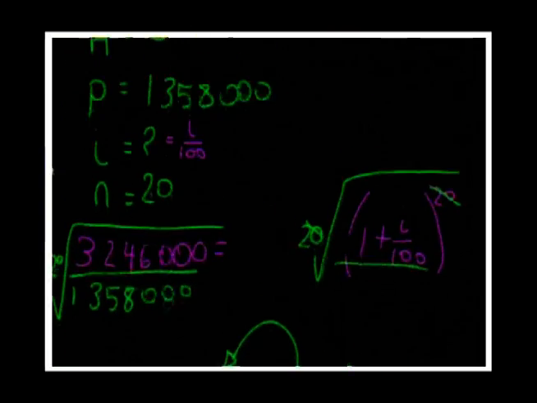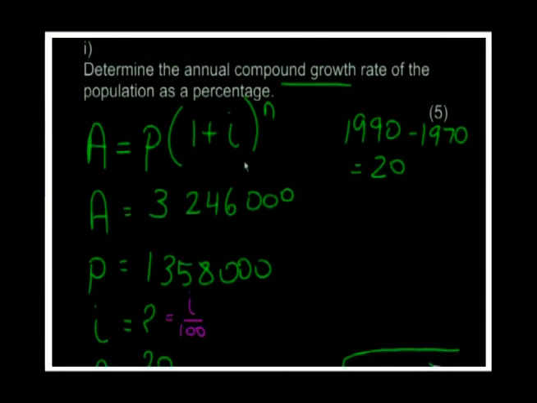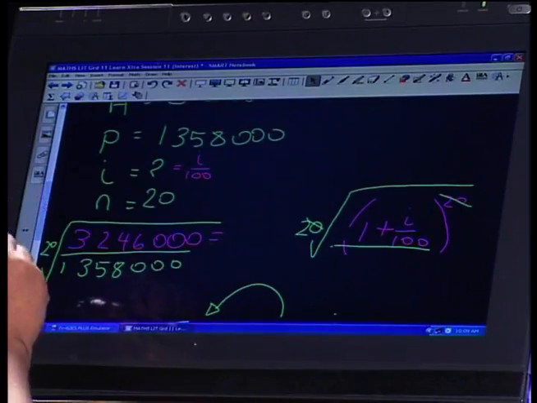Have I answered the question? Let's go back and double check. Well, the question was determine the annual compound growth rate of the population as a percentage. So I have answered my question. I have a growth rate as a percentage. Right, let's move on to the next part of this question.